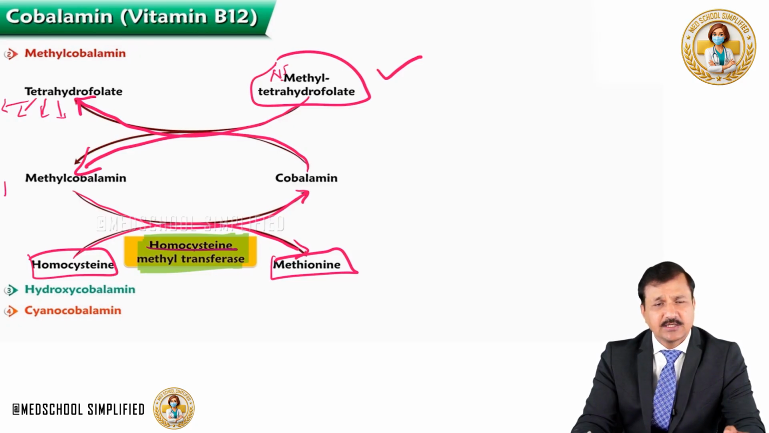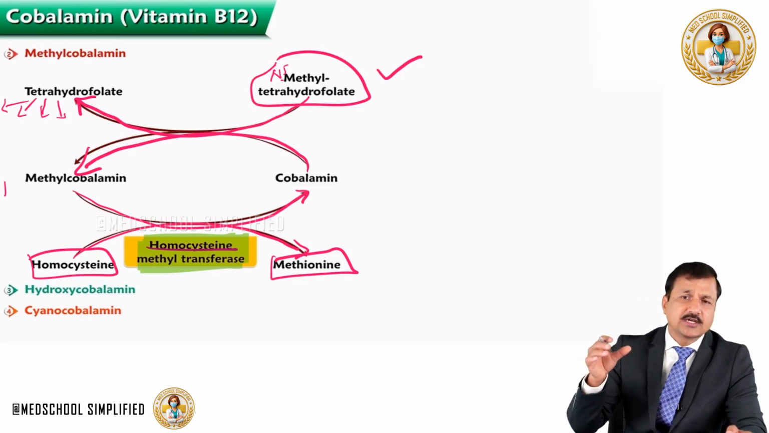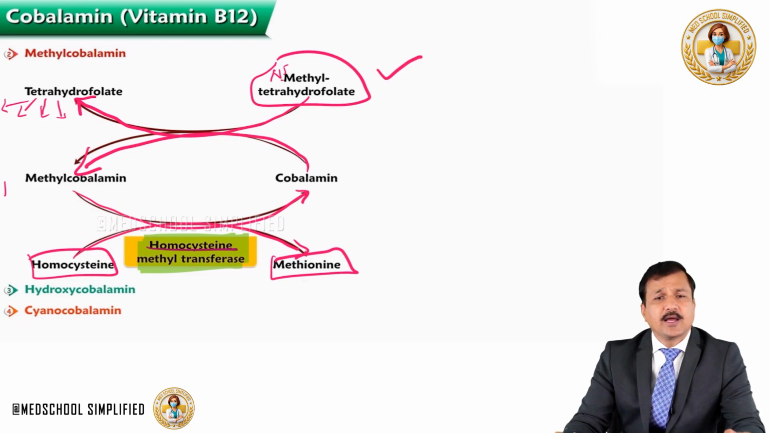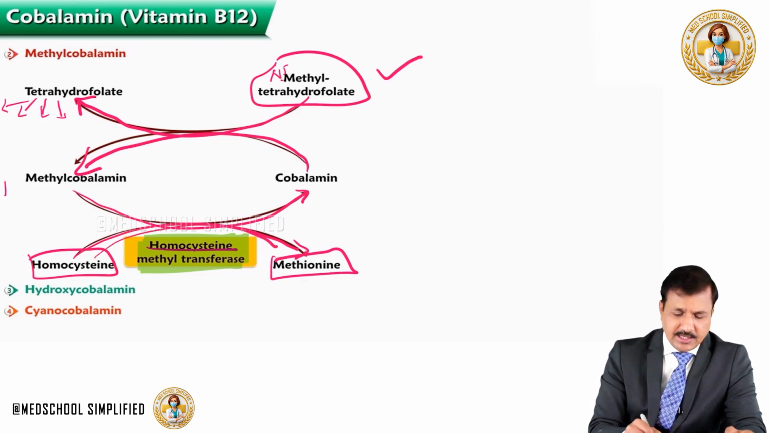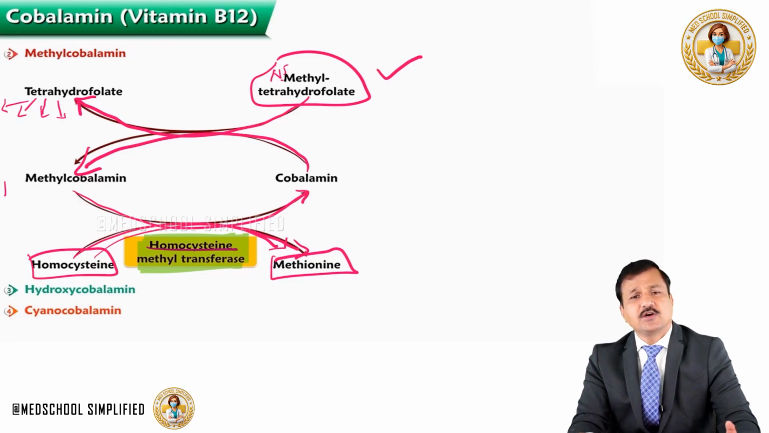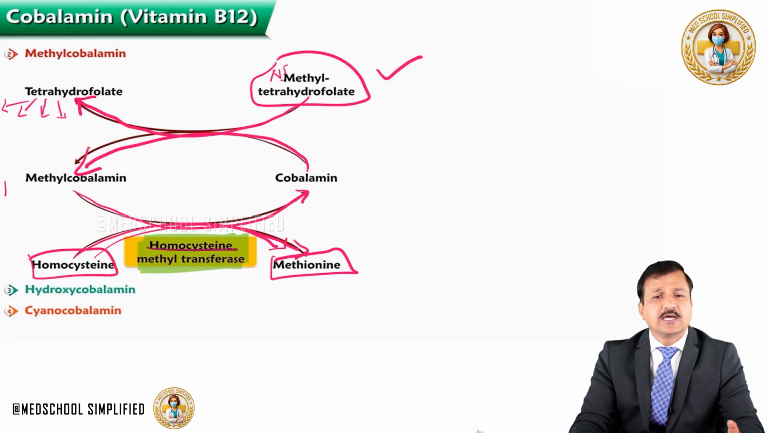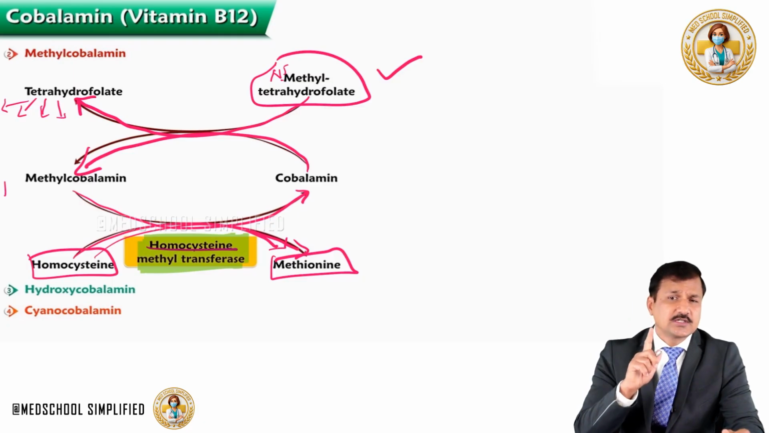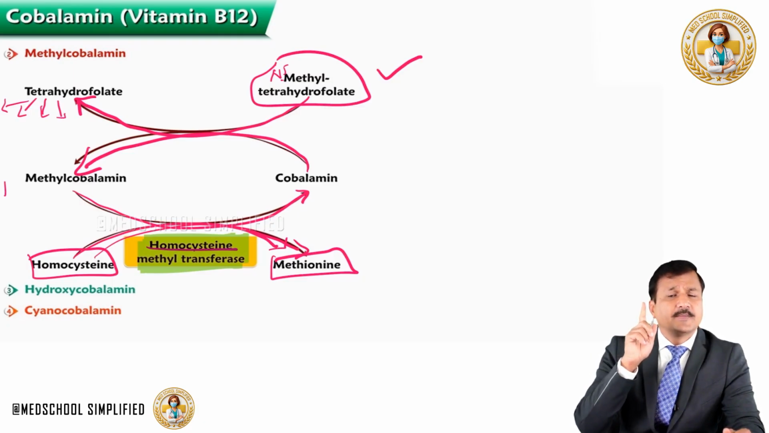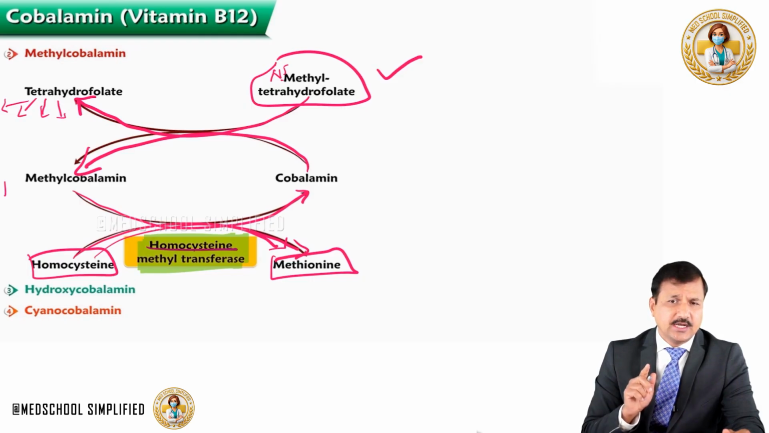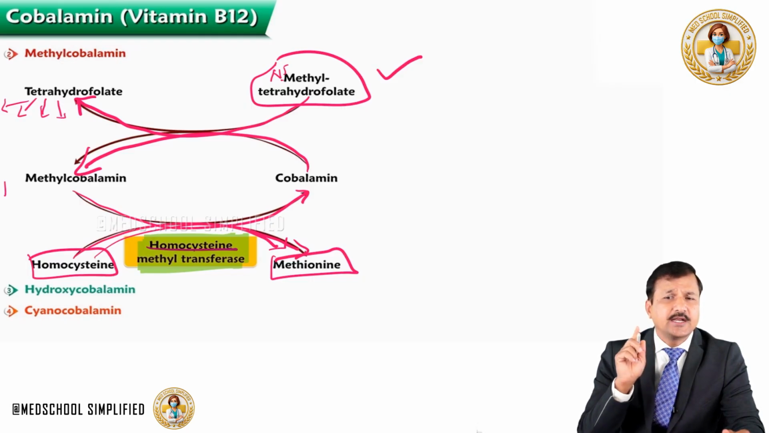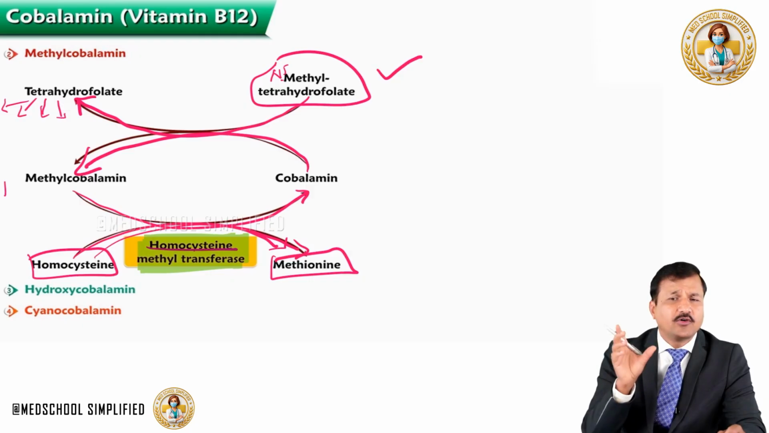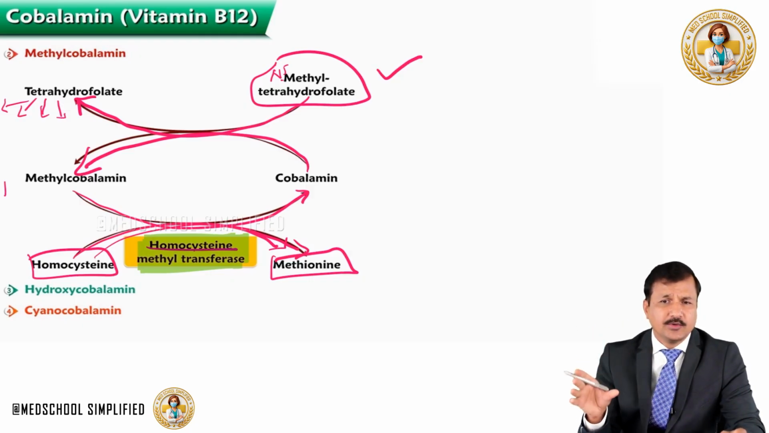So, while this reaction is going on, methylcobalamin is converted into cobalamin, thereby converting homocysteine into methionine. So, the conversion of homocysteine into methionine is done by methionine synthase, and that needs methylcobalamin. This is the second function of cobalamin in our body. So, the first function of cobalamin is conversion of methylmalonyl-CoA into succinyl-CoA, done by deoxyadenosylcobalamin as the coenzyme for the methylmalonyl-CoA mutase enzyme.